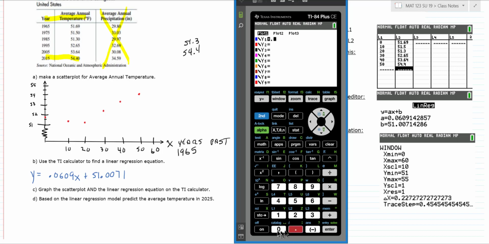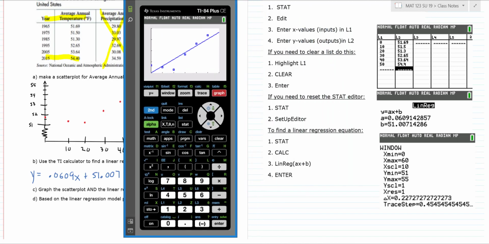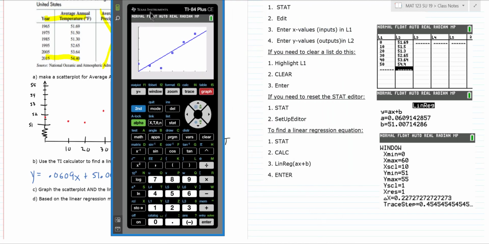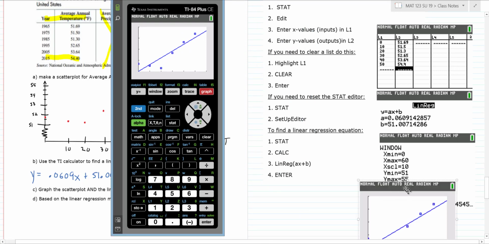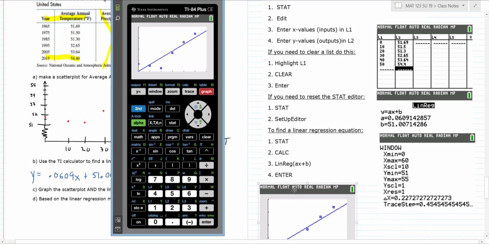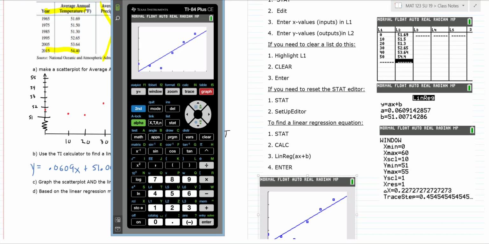0.0609 times x plus 51.0071. Now press graph, and what that gives is what we call the line of best fit. You can tell that that model does a good job of estimating that data. All right, so that's the idea.